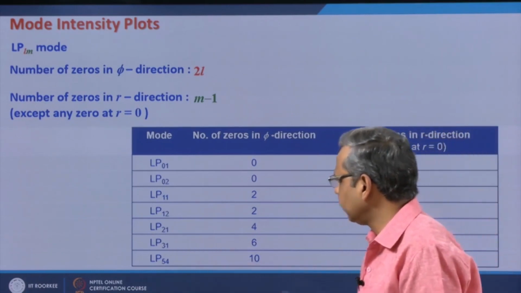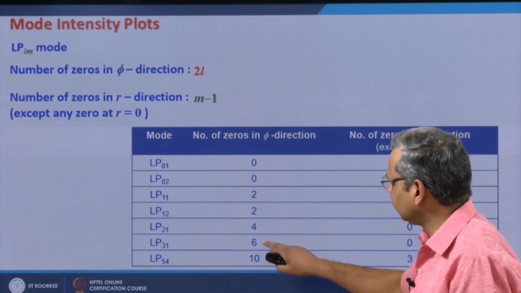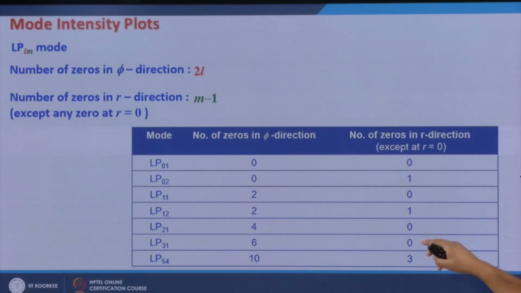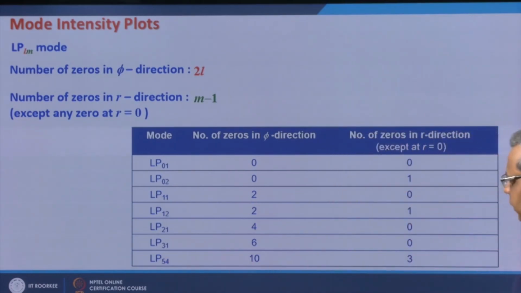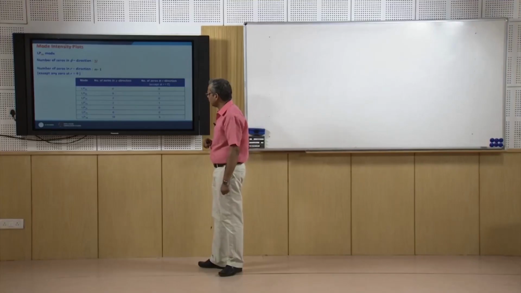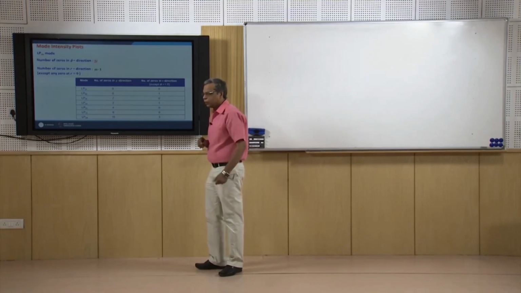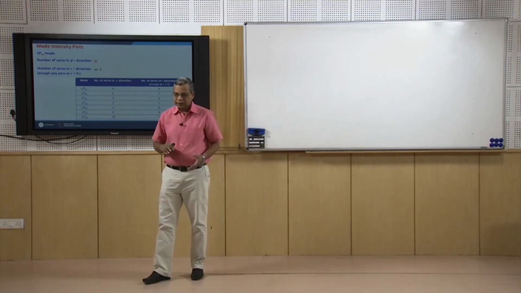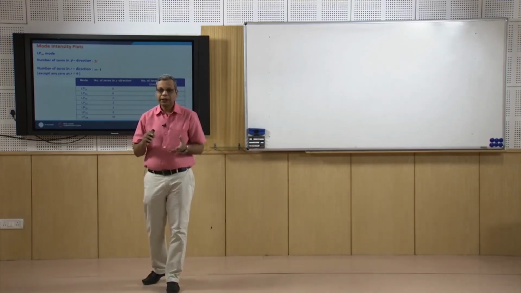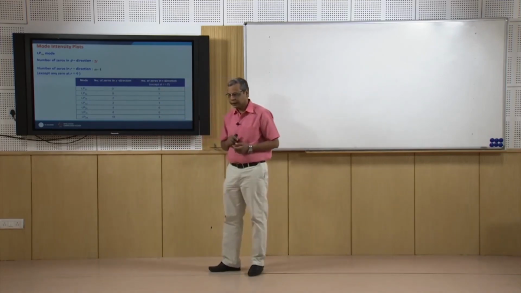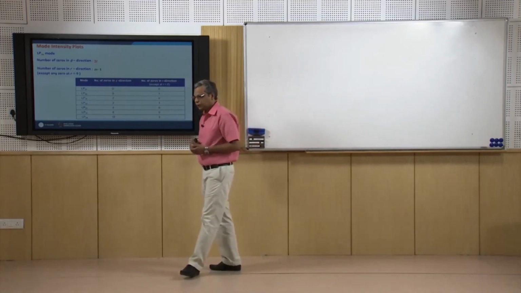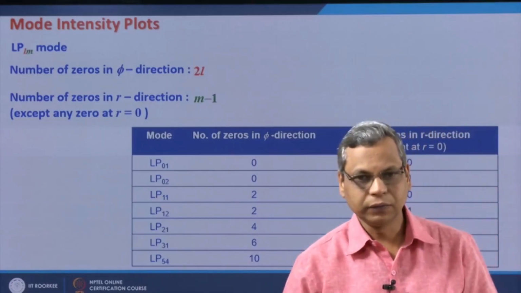For LP31 mode, I will have 6 zeros in phi direction and no zero in r direction. For LP54 mode, I will have 10 zeros in phi direction and 3 zeros, 4 minus 1, 3 zeros in r direction. So if I am given any mode, then I can immediately find out the number of zeros in phi and r direction, and I can also plot the intensity patterns of those modes.